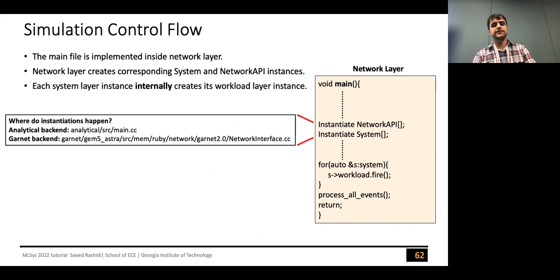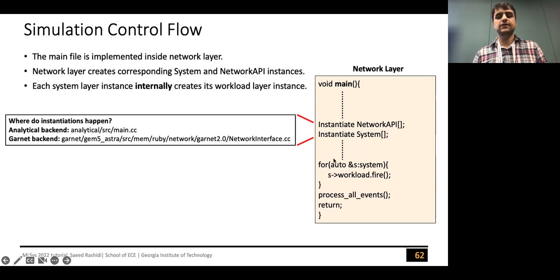And here is where the network backend is integrated to ASTRA-sim. Basically, in the network backend, we have a main file that is the main file of the entire simulator. Then you create an instance of the network API that is implemented by the network backend, and then you create an instance of the system layer. Once you are creating the instance of the system, you pass these pointers to the system layer. So that's how the front-end and backend are integrated together, and the system layer internally creates its own workload layer. So all one needs to do is create these pointers and pass the network API pointer to ASTRA-sim, and this means the front-end and backend are integrated.